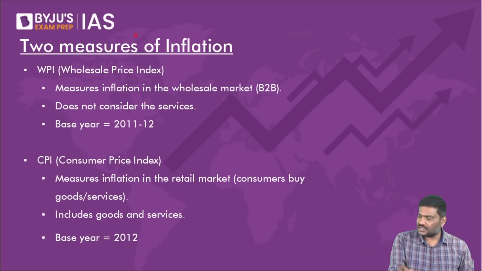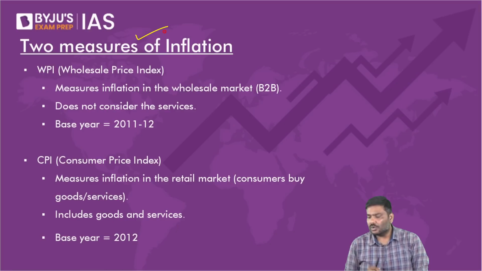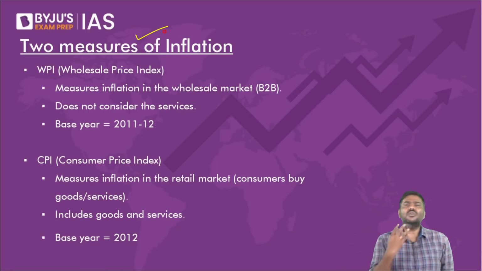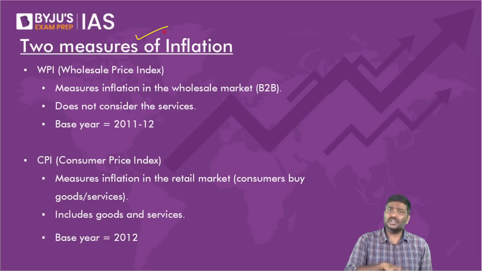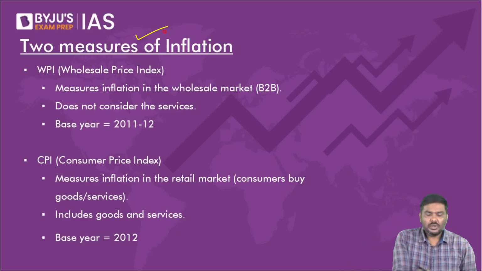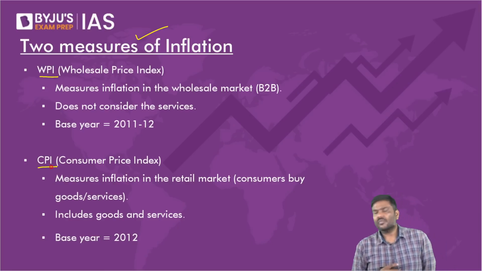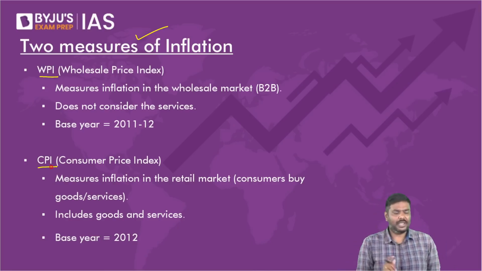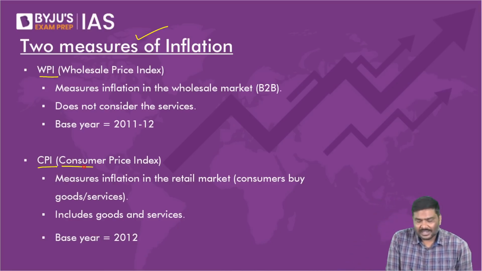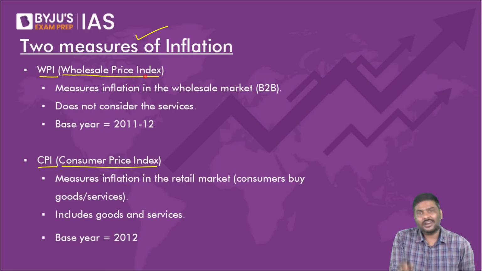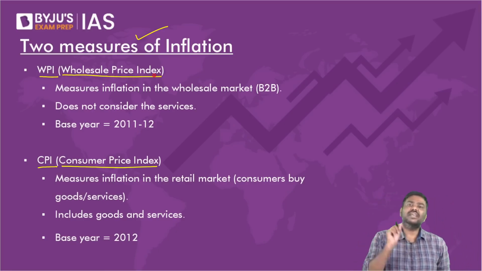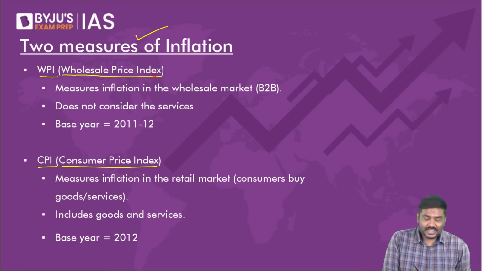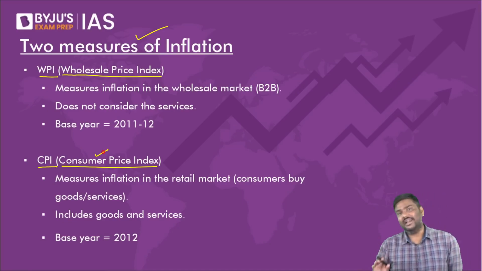Now let me go to the next one. That is, how do we measure inflation in India? Focus on India here. There are two measures. One is called WPI. The second one is called CPI. Before you start asking me, the expansions are there in front of the acronym. Please observe. WPI means Wholesale Price Index. CPI means Consumer Price Index.